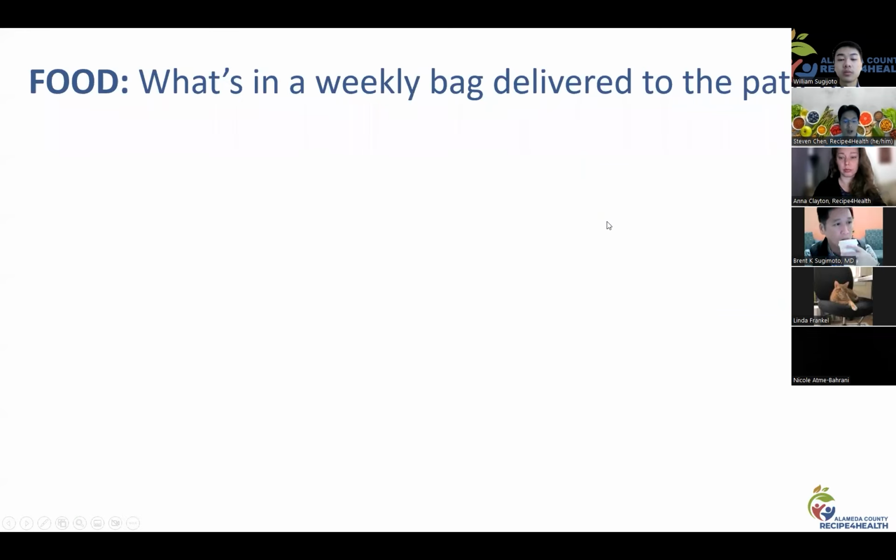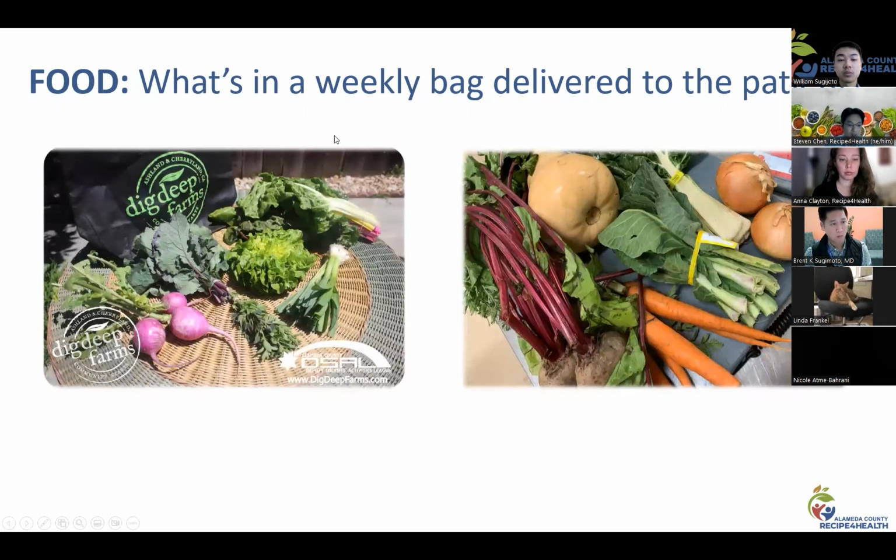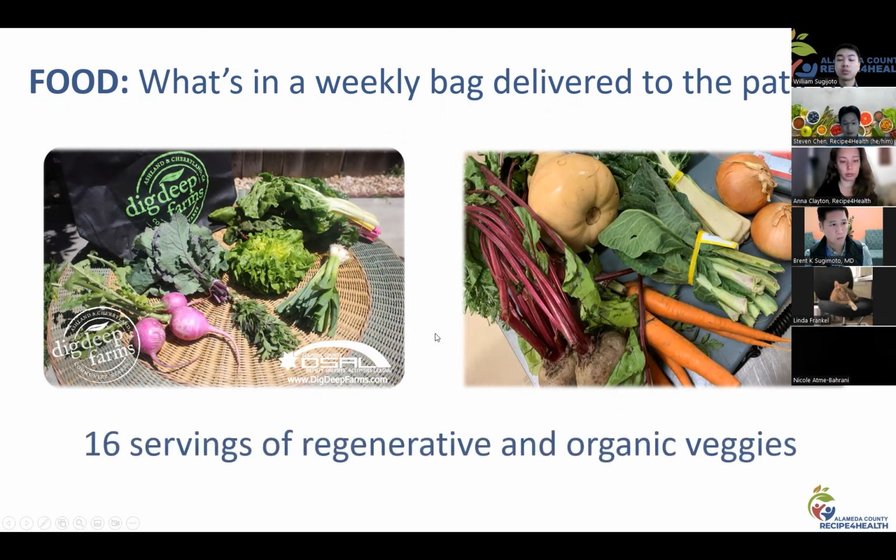So what's in a bag of food? Many people say, great, I got the food part, but what are the patients actually getting? These are just some pictures. It's a bag of food once a week. It's all fresh, regeneratively, organically grown food. It's 16 servings of regenerative and organic veggies. And remember, one serving, one fist, is enough to reduce death by 5%. So it is a strong medicine. We don't think about it that way, but that's why we're doing this work.